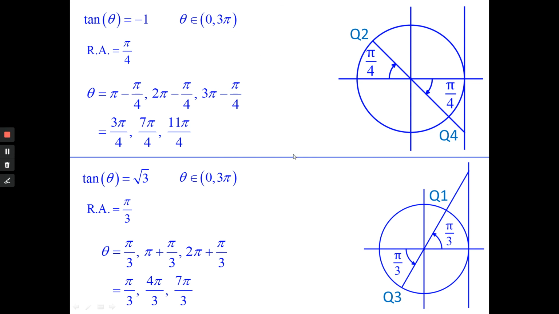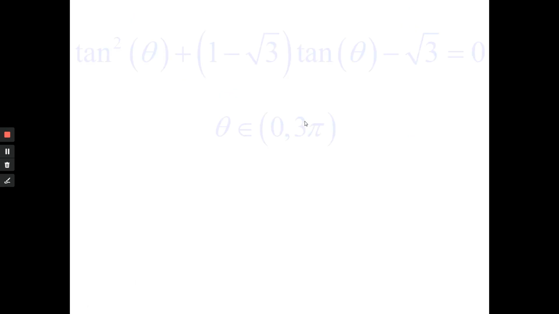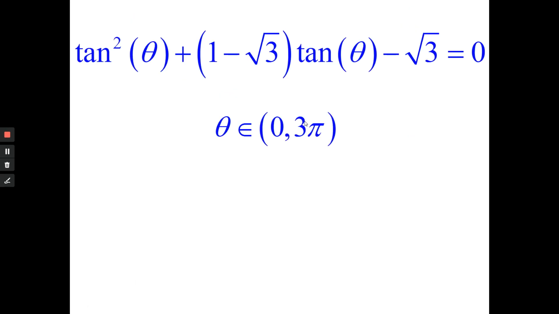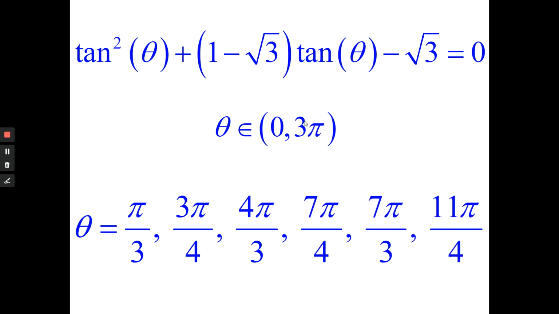So the show is not over yet. It's customary to put all these 6 solutions together and put them in ascending order. So let's do that. Here is our equation as a recollection, and here are our solutions. It starts at pi on 3, 3 pi on 4, 4 pi on 3, 7 pi on 4, 7 pi on 3, and finally 11 pi on 4.